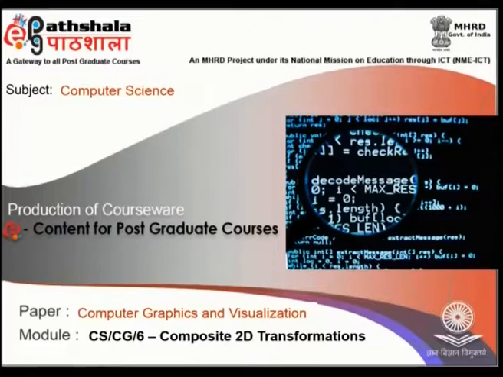So, today let us recollect what we have already learned in this subject. In the last session we talked about transformations, the basic transformations: translation, rotation and scaling. And let us continue the lecture series with today's session on composite 2D transformations.